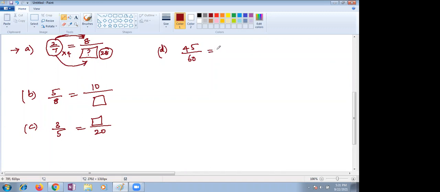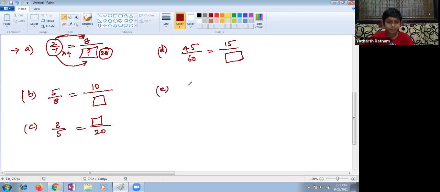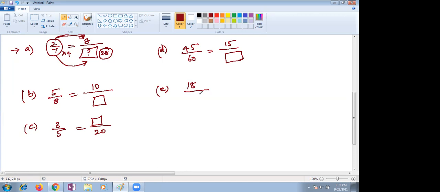In D bit, it is decreased, children. You have to see carefully. In D bit, what should you do, children? Is it multiplication or division? Division, ma'am. Come on, children, please think. D and E are division, Nana.